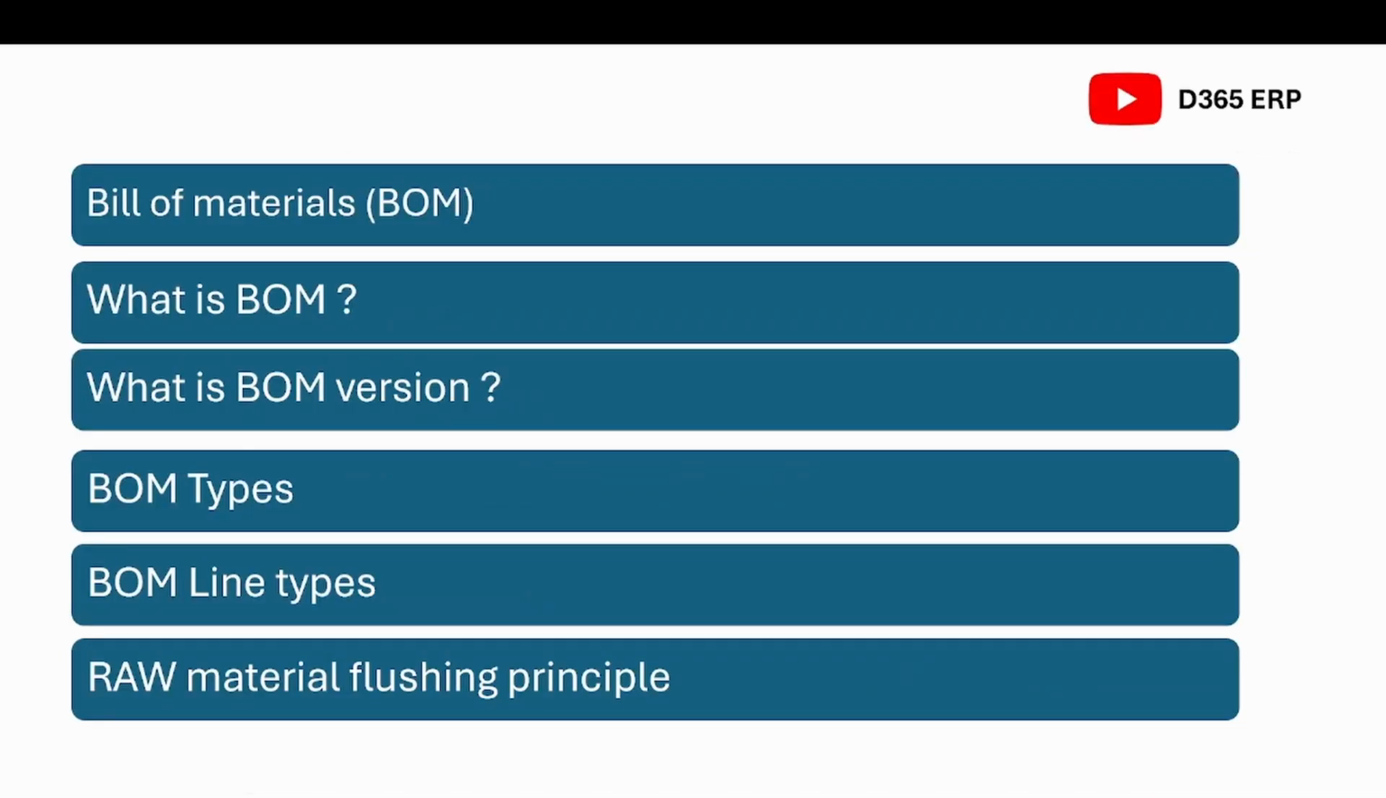In today's new episode, we are going to cover bill of material in production. We first cover what is BOM, then we discuss what BOM versions are with an example, then we move forward with the BOM types and the BOM line types, and in the last we discuss the raw material flushing principle.